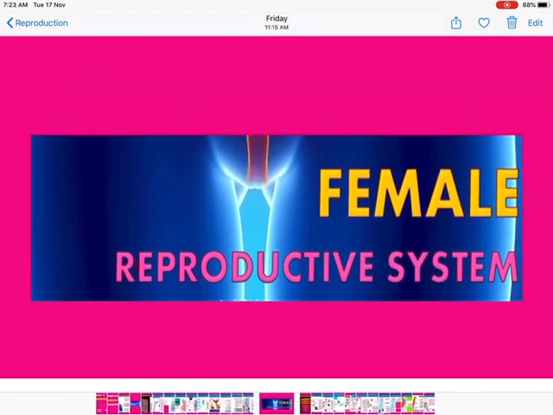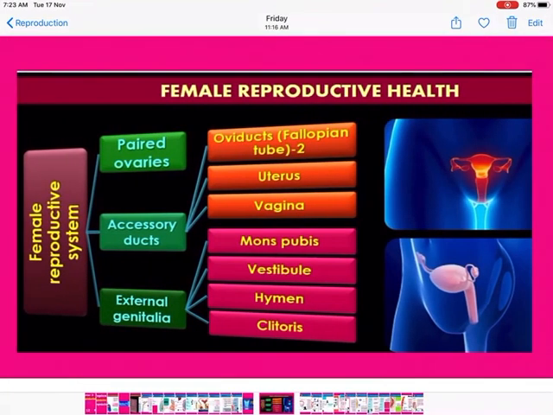Come to the female reproductive system. What are the different parts? These are paired ovaries, accessory ducts and external genitalia. Which are the accessory ducts? There are 2 oviducts or fallopian tubes, uterus and vagina. External genitalia contains mons pubis, vestibule, hymen and clitoris.